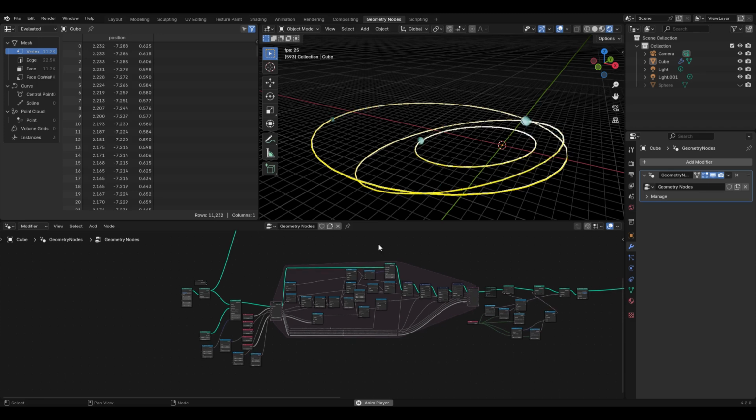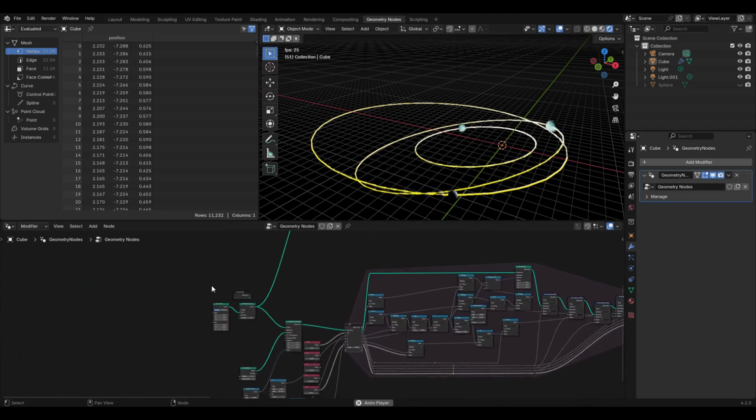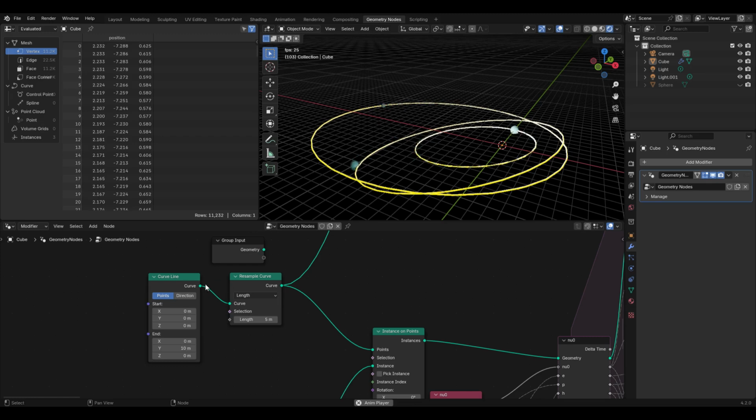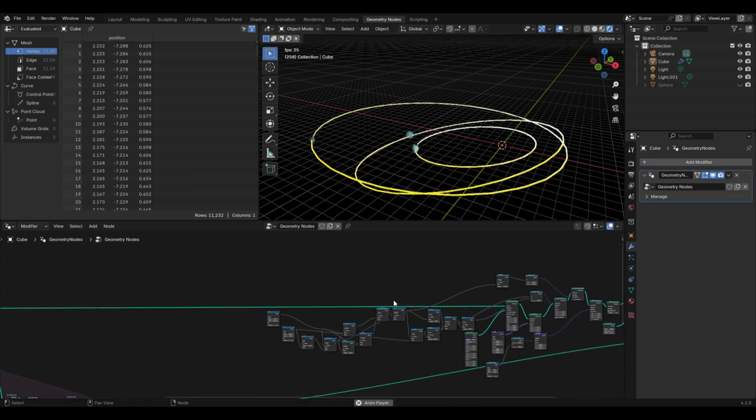Hi, this is in response to a comment that someone put out there. I had a video where I have the planets going around in their orbits, and someone asked how do I put the paths there, and so this is how you do that.